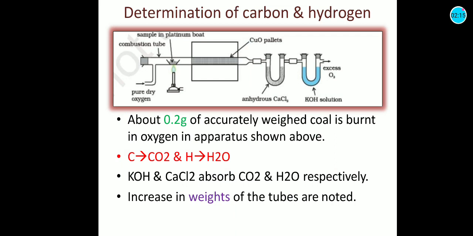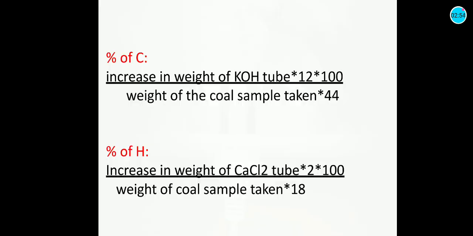Okay, then determination of carbon and hydrogen. This is the equipment for determination of carbon and hydrogen. About 0.20 gram of accurately weighed coal is burned in oxygen in the apparatus shown above. Carbon is converted into carbon dioxide and hydrogen is converted into H2O. KOH and CaCl2 absorb carbon dioxide and water respectively. The increase in weight of the tubes is noted.